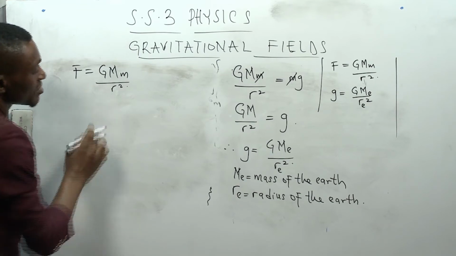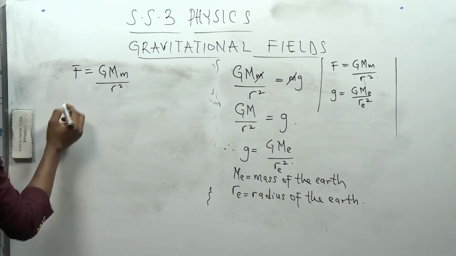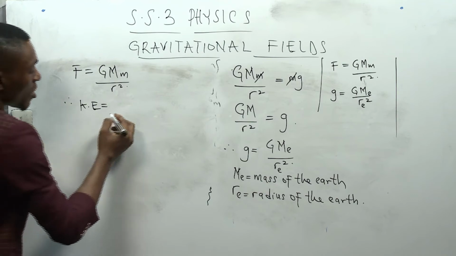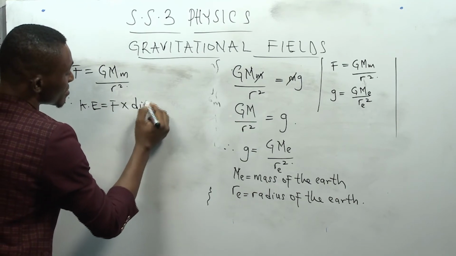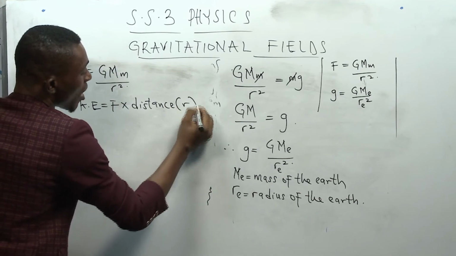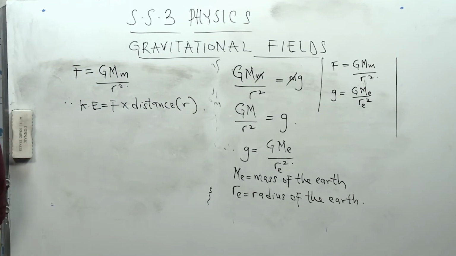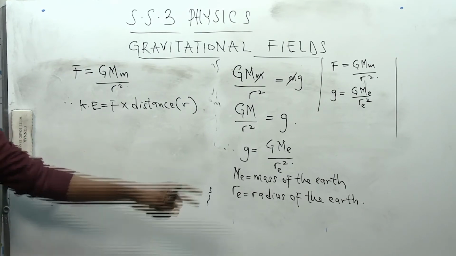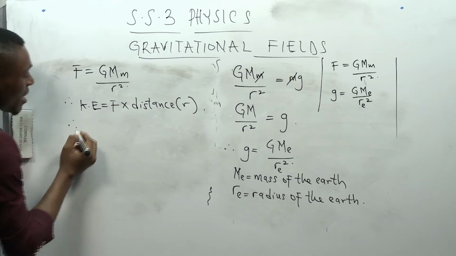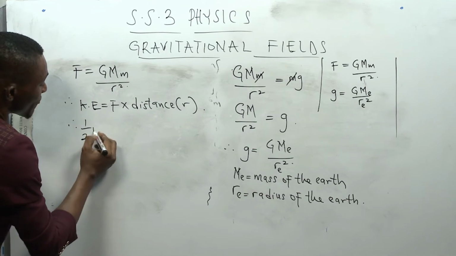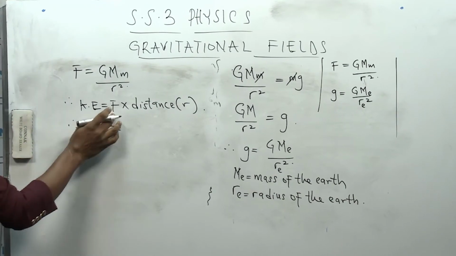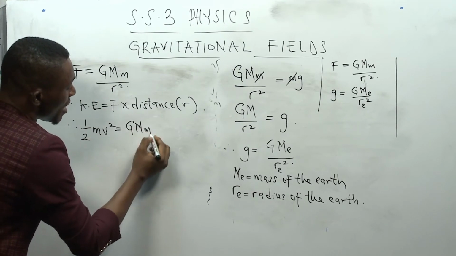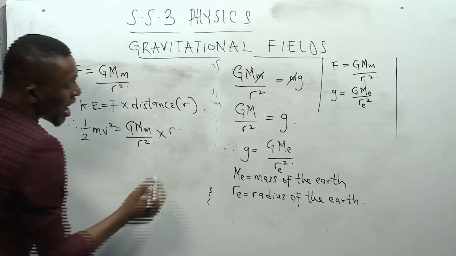So we have that F is equal to GMm over r squared. And from here, our kinetic energy is equal to what? Force times distance, r. Recall that energy is a product of what? Of force times what? Distance. So the distance in this question is the value of what? Of r. And from here, kinetic energy is equal to half mv squared, which is equal to our force. From here, our force is given as GMm over r squared times small r.